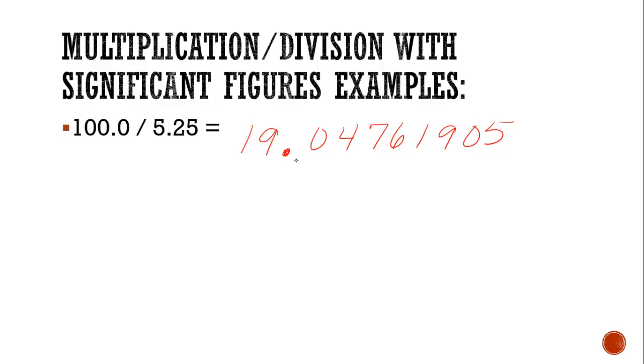Alright, go back to the original problem. 100: 1, 2, 3, because all those count, so 3. 5.25 also has 3. Again, 3 is the least, so your answer can only have 3. 1, 2, 3, look next door, it's a 4, so that means it's going to stay the same. 19.0 is your answer. Okay. Alright, let's try another one.